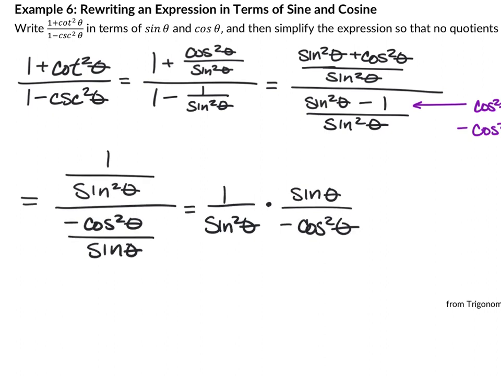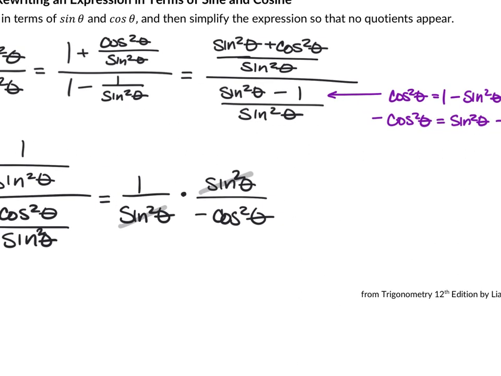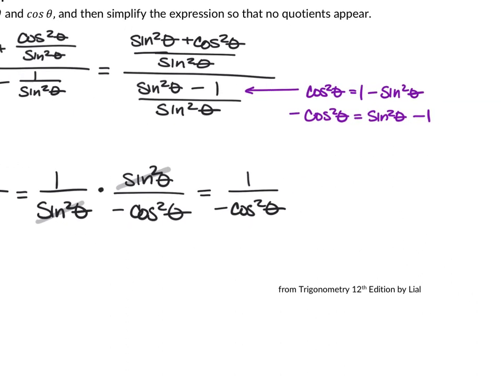And I just realized I have a typo. This should be sine squared of theta because that's what we wrote up here, and I just typoed that. But once I've done this, sine squared of theta and sine squared of theta will cancel out, which means that these two fractions, when I multiply them together, will just be 1 over negative cosine squared of theta. And I can simplify this one more step using the reciprocal identity. 1 over cosine squared is negative cosecant squared of theta.